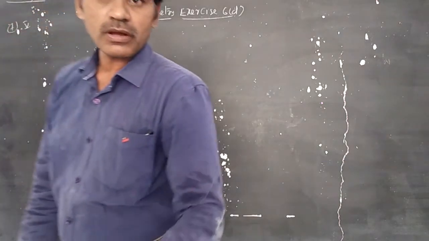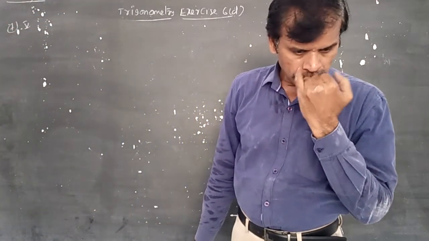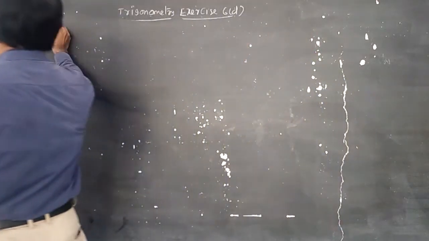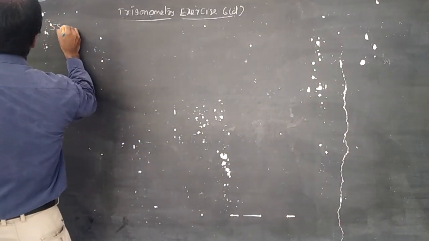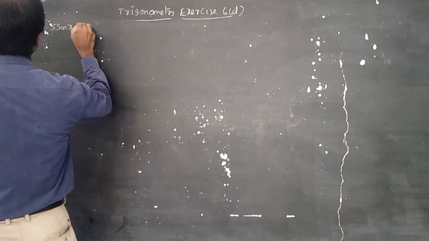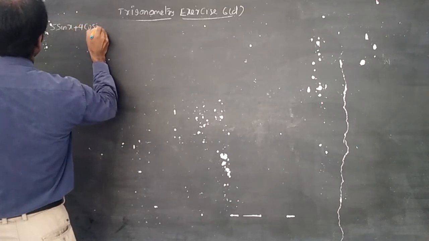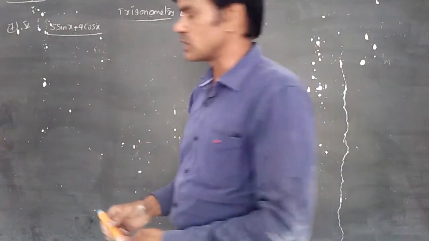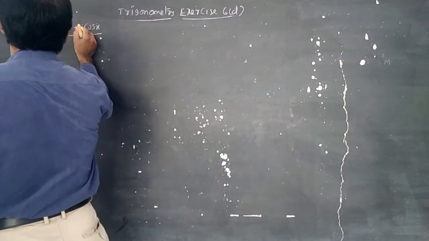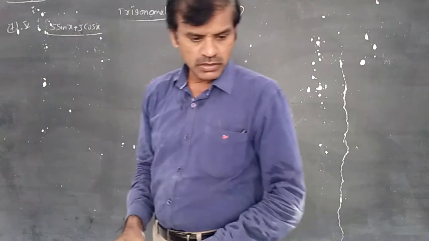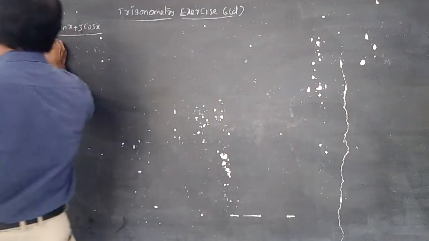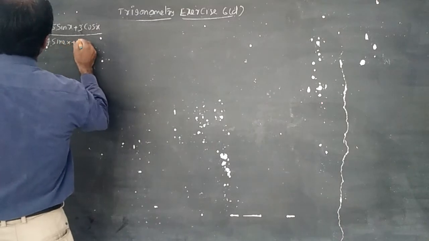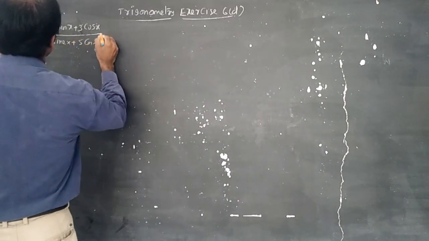Find the period of the function 5 sin x plus 3 cos x by 4 sin 2x plus 5 cos x. 5 sin x plus 4 cos x, not 4 cos x, 3 cos x. 5 sin x plus 3 cos x by 4 sin 2x plus 5 cos x.